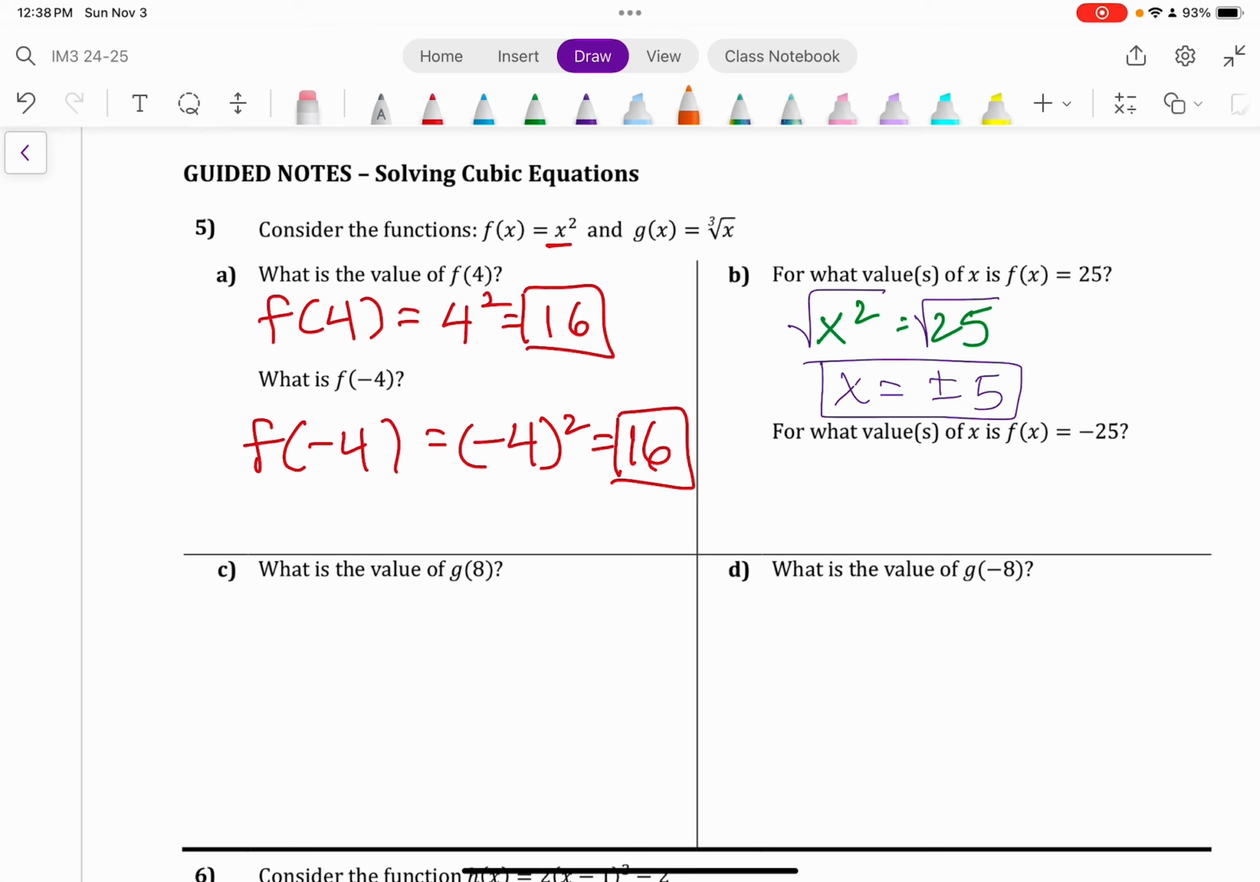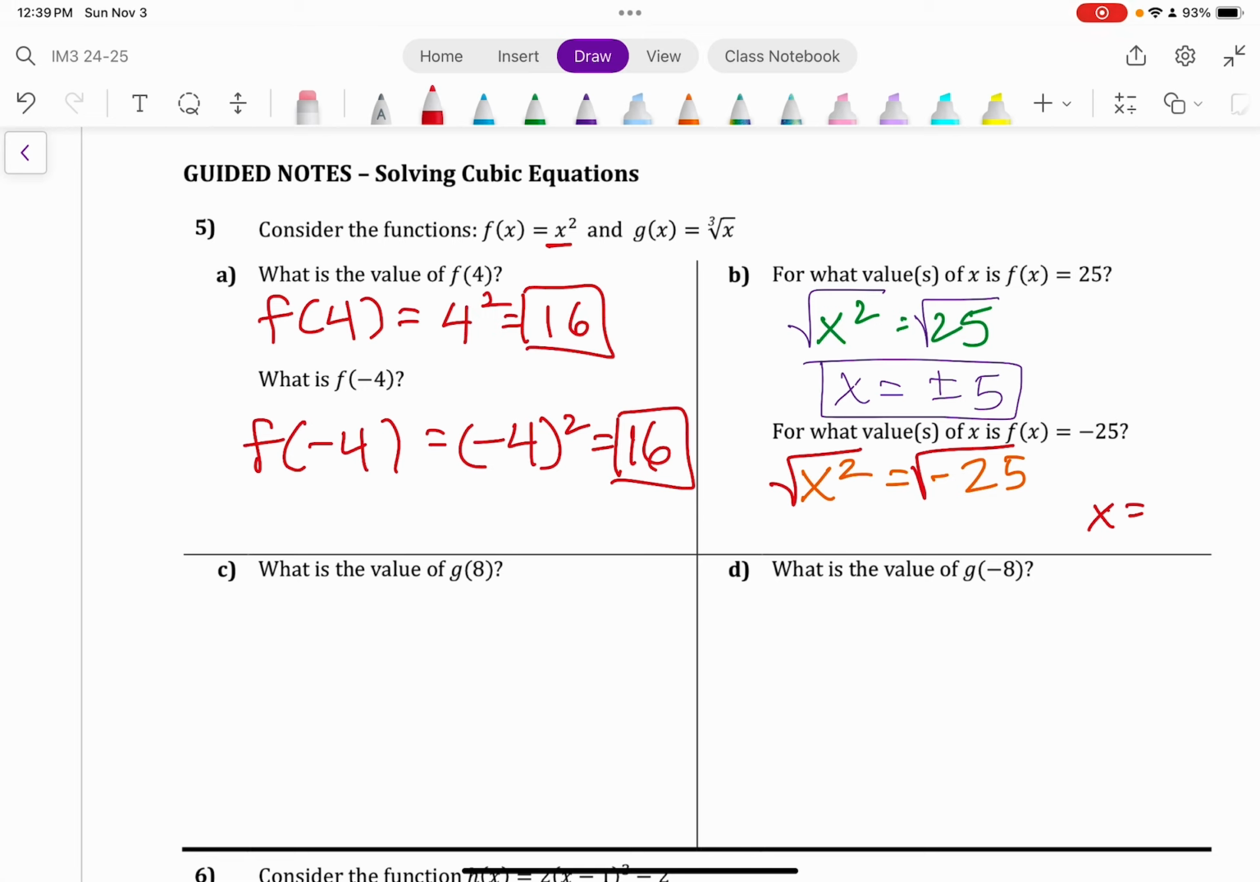All right, what if the output is now negative 25? That shouldn't change things, should it? Let's take a look. X squared equals negative 25. Now, I just did this problem, so I know I should take the square root of both sides. But no matter what number I try, I can't find a number that when I square it, I get a negative solution.